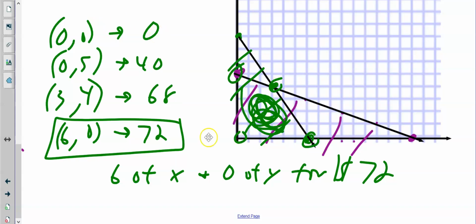Okay. Here are your 4 corner points: 0, 0, 0, 5, 3, 4, and 6, 0. Plug them into the equation. You get these 4 numbers. We're looking for the maximum. This one just barely beat this one out. So instead of doing 3 of x and 4 of y, we're doing 6 of x and none of y. And that's it.